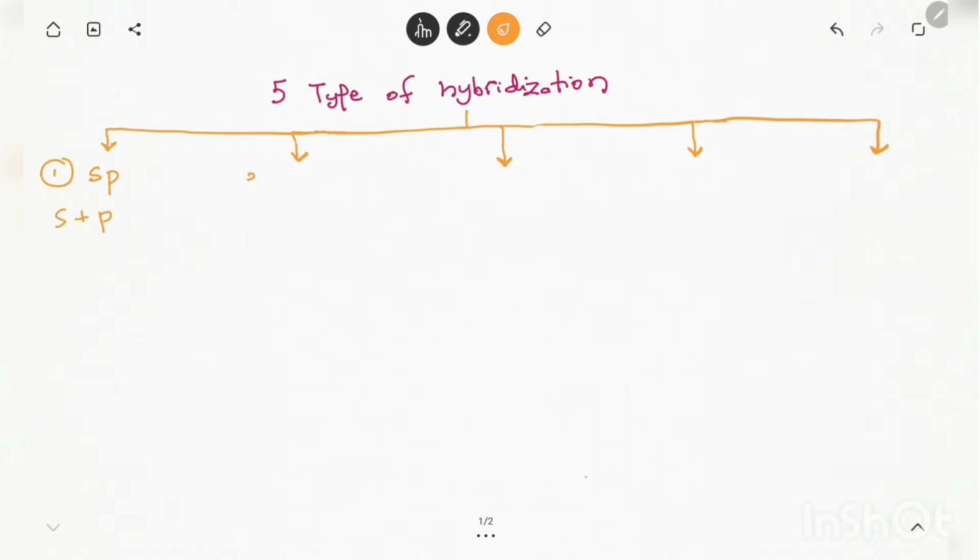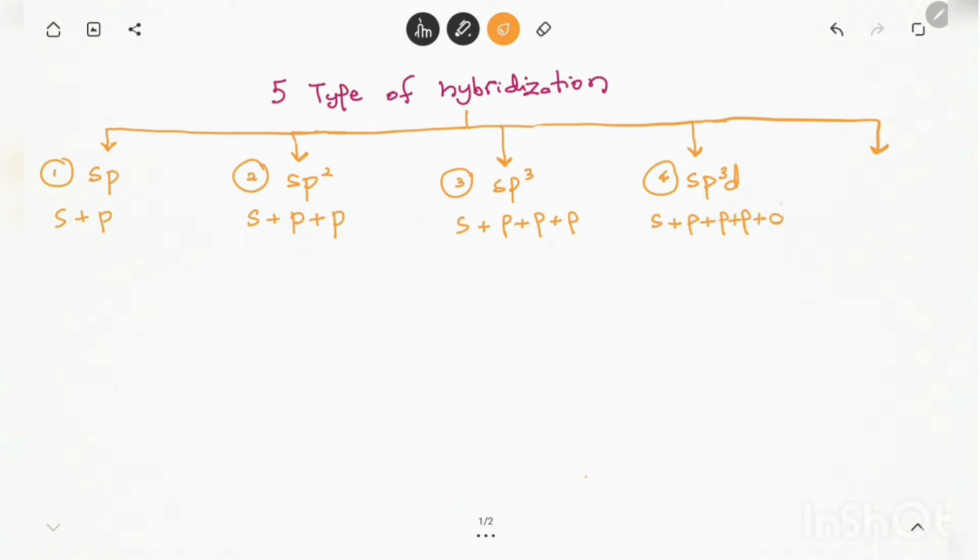Then we have sp2 hybridized, which is the mixing of one s orbital and 2p orbital. Number 3 is sp3, which is the mixing of one s orbital and 3p orbital. Number 4, we have sp3d, which is the mixing of one s orbital, 3p orbital and 1d orbital. And the last one is sp3d2, which is the mixing of 1s, 3p orbital and 2d orbital.